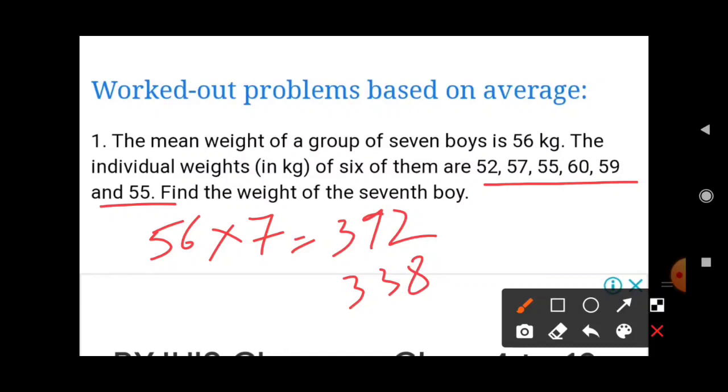If we include the 7th one, then the total weight becomes 392, because it is saying that the average is 56, and if we calculate this total, that is 392. So if we subtract 338, the weight of the 6 boys, from this 392, then we'll get the weight of the 7th boy. So here it will be 54. So the 7th boy will be 54 kgs.